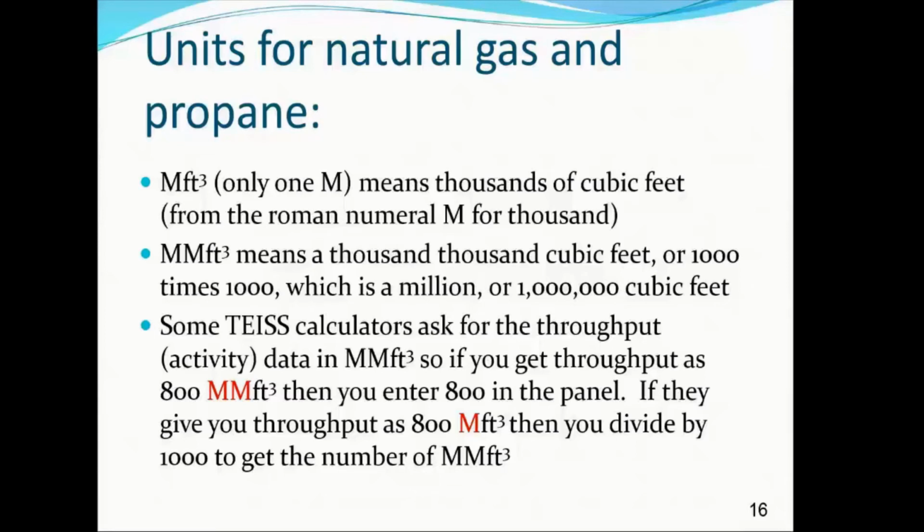So some TEISS calculators ask for the throughput in MMFT3. If you get the value in MMFT3, you can enter that into the panel. If you get the throughput as 800 MFT3s, then you would have to divide by 1,000 to get the number of million cubic feet, or MMFT3s. I know this is really confusing, but if you ever have any doubts, just let us know and we can look at your conversions and give you some support, because I know it's very confusing.